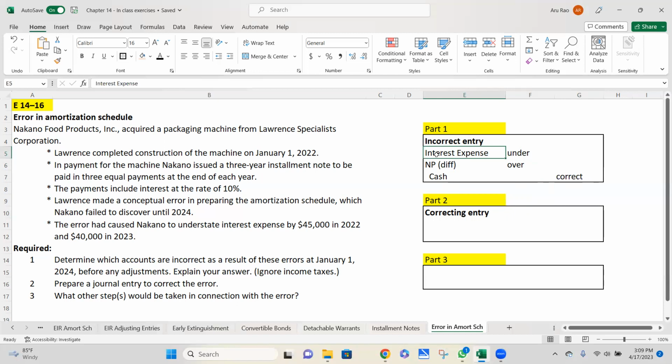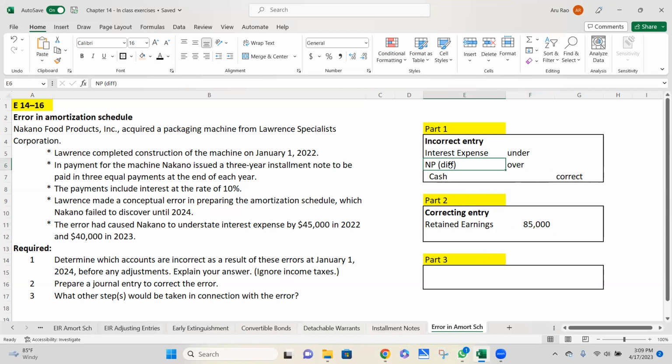What happens to interest expense at the end of each year? All temporary accounts get closed out to retained earnings. So interest expense was understated, which means retained earnings is overstated. So now I will come and debit the retained earnings $85,000. That's a 45 plus 40. That gives me 85,000. And notes payable.